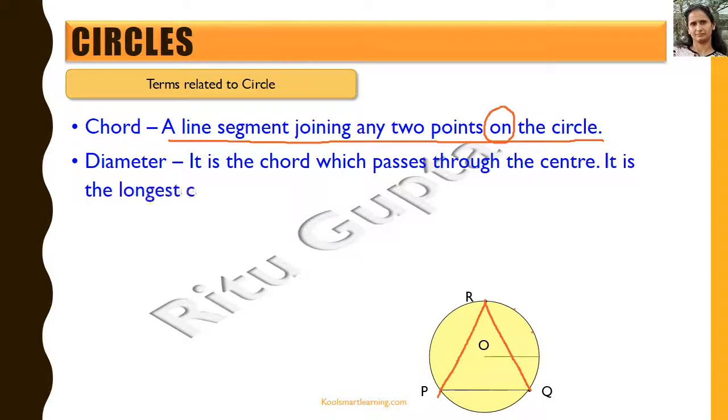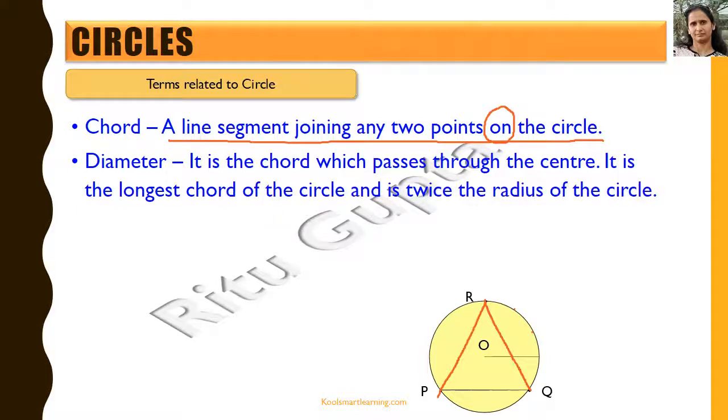A diameter is that chord which passes through the center, and O is the center here. So supposing from point P we draw a chord which passes through O, this is the chord that we get. Similarly, from point R, if we draw a chord which passes through the point O, this is the chord. And if we draw a chord from point Q passing through O, then we get this chord. So we can get multiple such chords. Now these chords are called the diameter.